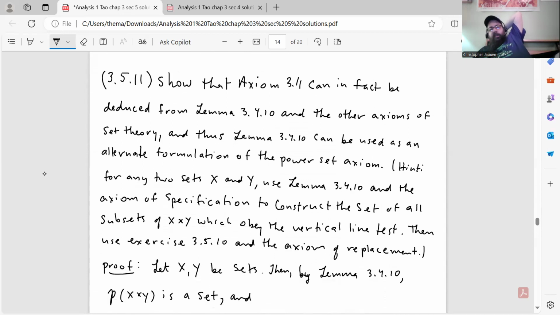Okay, 3.5.11: show that axiom 3.11 can in fact be deduced from lemma 3.4.10 and the other axioms of set theory, and thus lemma 3.4.10 can be used as an alternate formulation of the power set axiom. He does give a hint here. He says for any two sets X and Y, use lemma 3.4.10 and the axiom of specification to construct the set of all subsets of X times Y which obey the vertical line test, then use exercise 3.5.10 and the axiom of replacement.